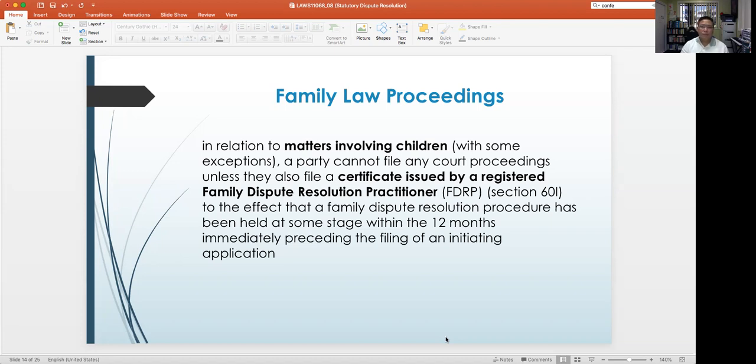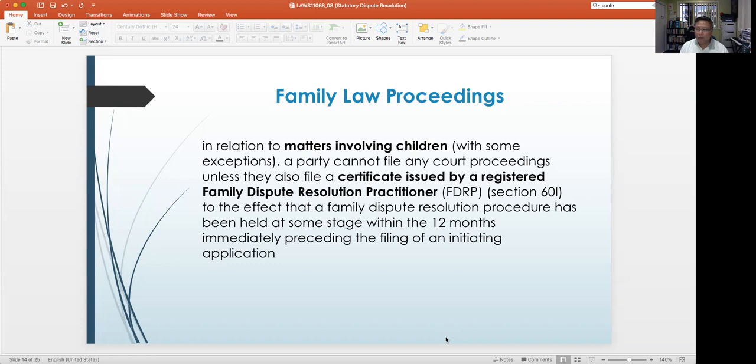Now, in relation to family law proceedings, for example, matters involving children, with some exceptions, a party cannot file any court proceeding unless they also file a certificate issued by a registered family dispute resolution practitioner under Section 60I of the Family Law Act of 1975, to the effect that a family dispute resolution procedure has been held at some stage within the 12 months immediately preceding the filing of an initiating application.